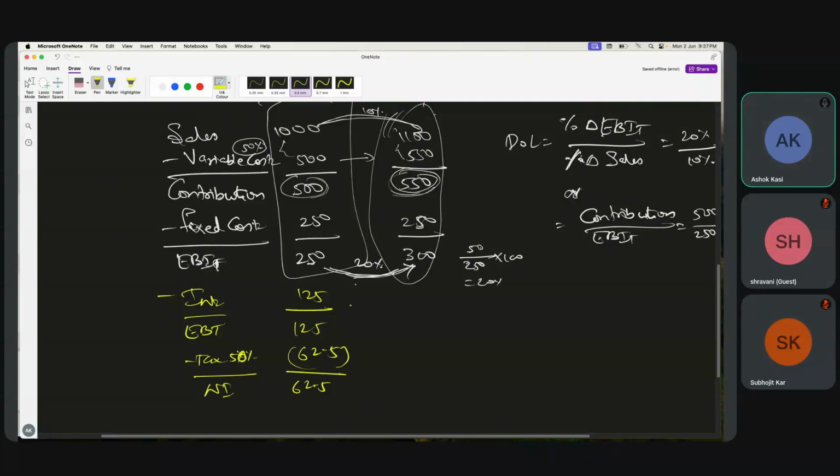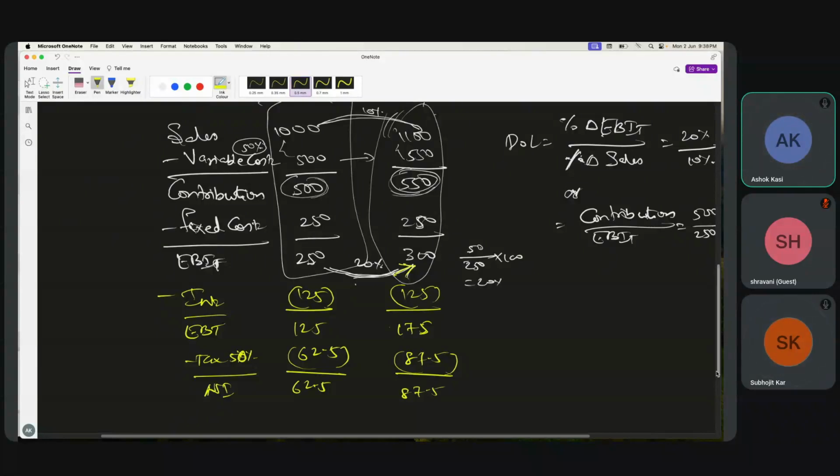Now here you see, interest is 125. When I get 300 profit, my interest will still remain the same, 125. So my earning before tax will be 175. And what is 50 percentage of this? Calculate 175 into 50 percentage. 87.5. So this will be 87.5 net income.